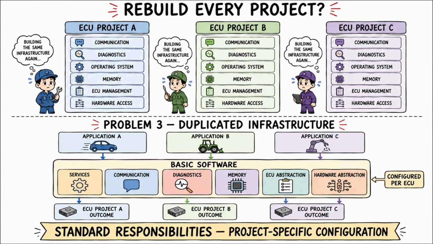The third problem is duplicated infrastructure. Every ECU needs vehicle-specific application logic, but many ECUs also need recurring system capabilities: communication, diagnostics, operating system services, memory handling, ECU state and mode handling, hardware access. If every ECU project invents completely unrelated concepts for these responsibilities, suppliers repeatedly solve similar infrastructure problems, and integration becomes harder. AUTOSAR Classic provides a standardized basic software architecture containing defined service and abstraction responsibilities.